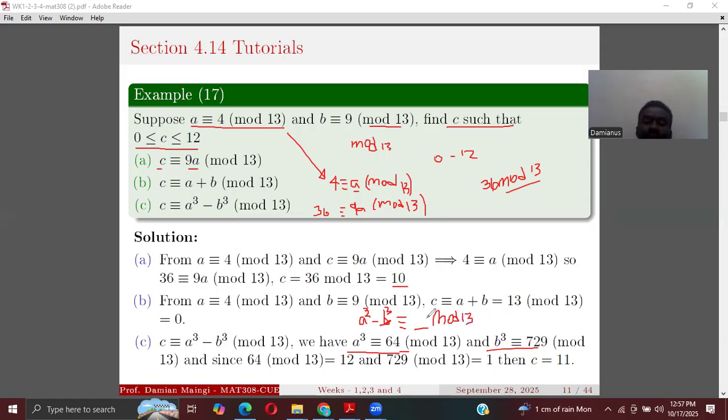Or you can do what we did before. You can reduce this number to modulo 13. That means if you take the remainder on division of 64 by 13, it turns out to be 12, by the way. And the remainder of 729 on division by 13 is 1. So then I will be talking about A cubed minus B cubed being congruent to, instead of 64 minus 729, 12 minus 1, which is 11. And so our C is 11. Ladies and gentlemen, I hope that makes sense. That's about it.